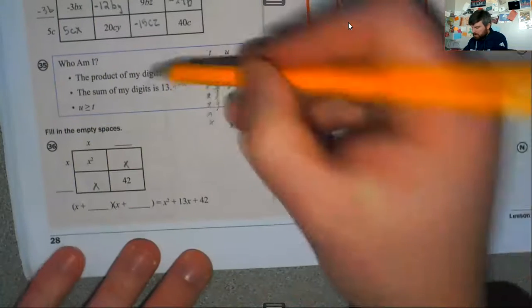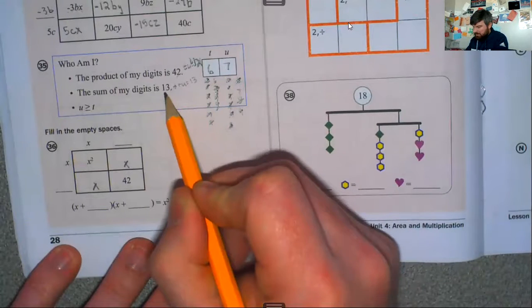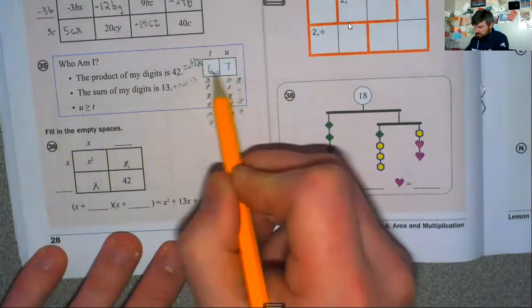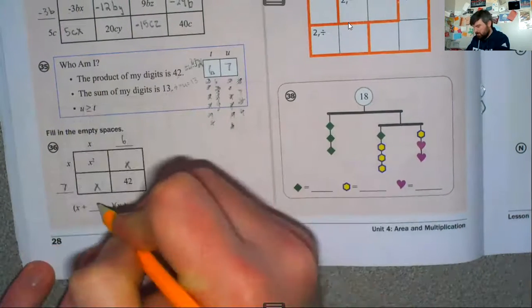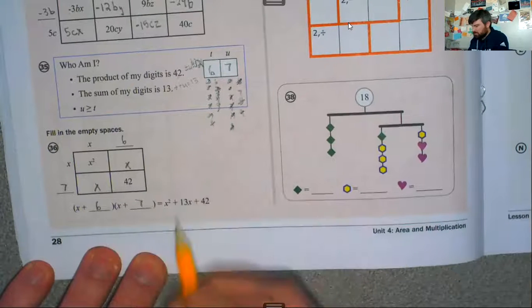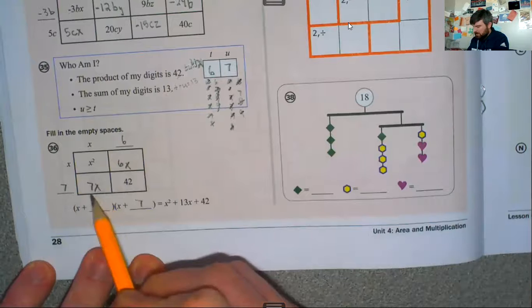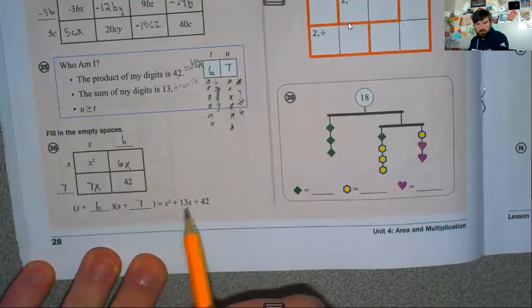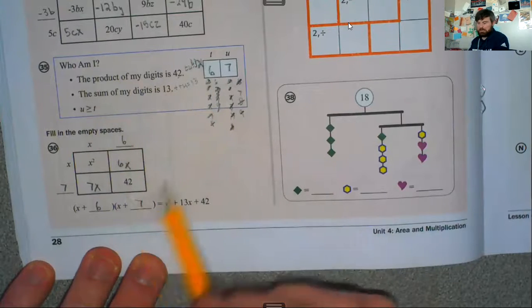Which if we looked up here, that's what we did up here. The numbers multiplied to give me 42, and they added to give me 13, which was 6 and 7. So one of them is 6 and one of them is 7. It doesn't matter the order in this case because it's all positive. So this is 6x and 7x. 7 times 6 is 42. 7 plus 6 is 13. This problem up here is the exact same problem as down here.